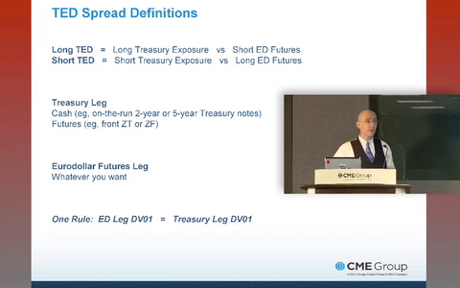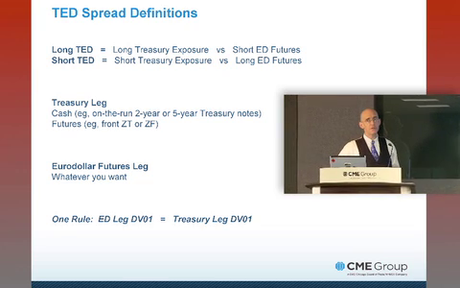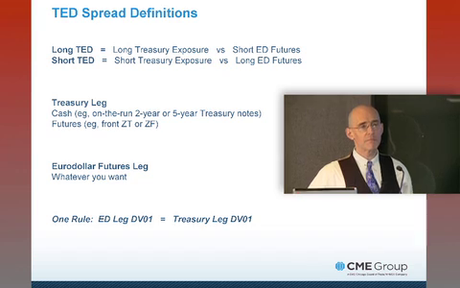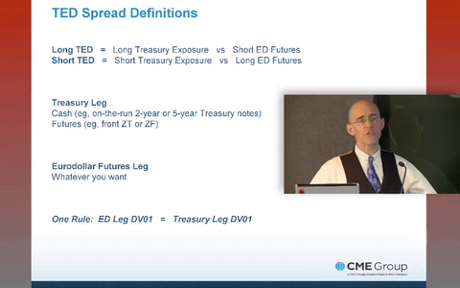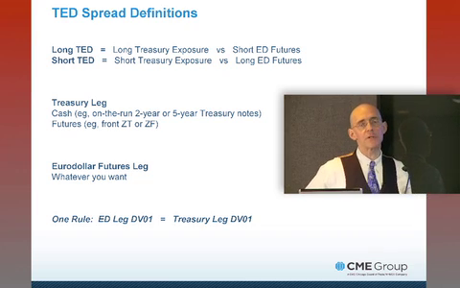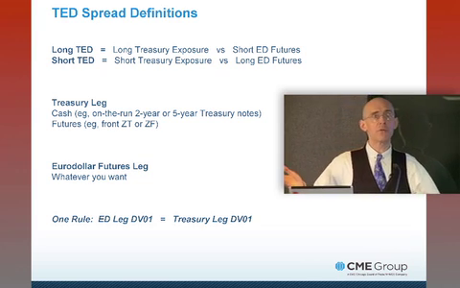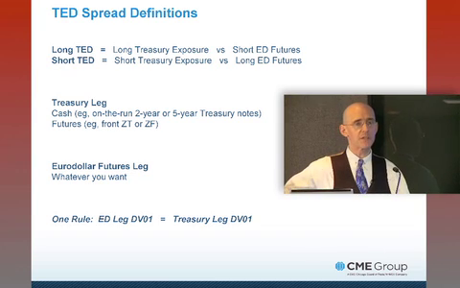The Treasury leg can be whatever you want it to be. Typically, it's the on-the-run note, 2-year or 5-year, for example. If you're using futures, there are good reasons for why that might be increasingly popular and increasingly alluring, especially for an opportunistic trader. You'd be using the front future. The euro-dollar leg can be whatever you want. I'm going to discuss that in greater detail in a few minutes.